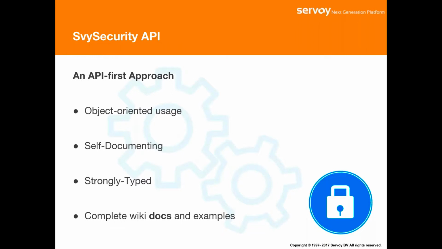Finally, I just want to reiterate that the demo we just saw was a UI that's built on top of the module, but the module itself is a completely API-first approach. So that includes object-oriented usage. It's self-documenting, so as you start using any of those methods, you get code completion and documentation right there in the tooltips. It's strongly typed as well, so if you misuse it, you get build markers and runtime exceptions. Also, it's completely documented in the wiki, both with examples and API documentation.